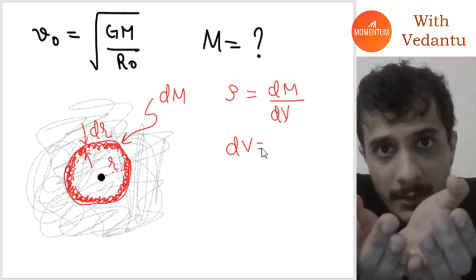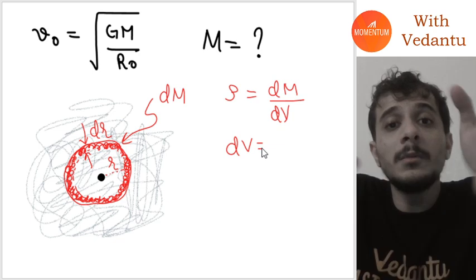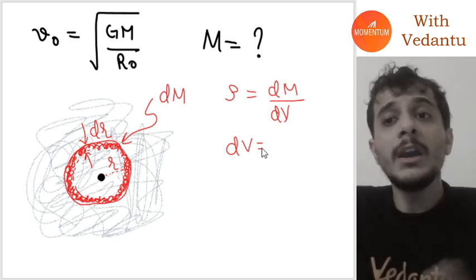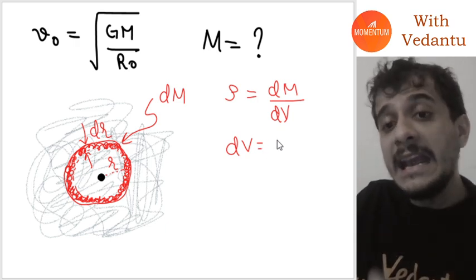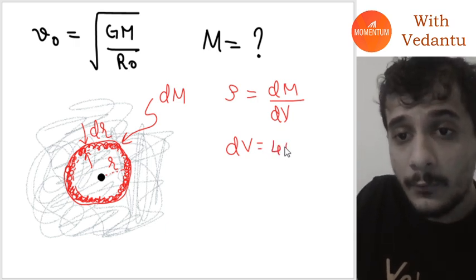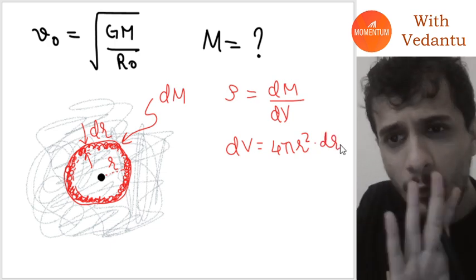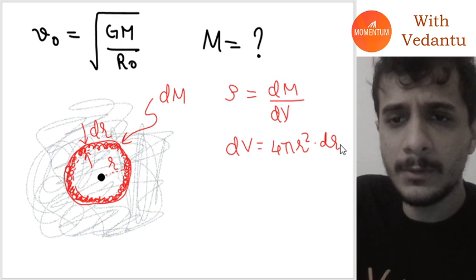Imagine this is an area. So what will be the area of the surface? It will be 4 pi r square, and that area has a thickness of dr. So you can write the volume as area into thickness, or in this case, 4 pi r square into dr. Alright guys, I hope everybody understood.